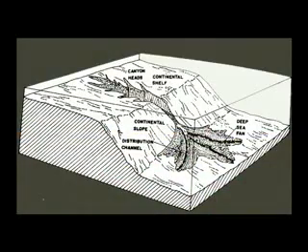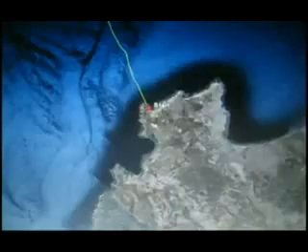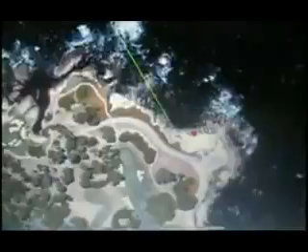The fan-shaped deposits of these canyons, which are dumped at the bottom, are known as deep sea fans. These are distinct underwater alluvial fans. They are transported and deposited by turbidity currents.